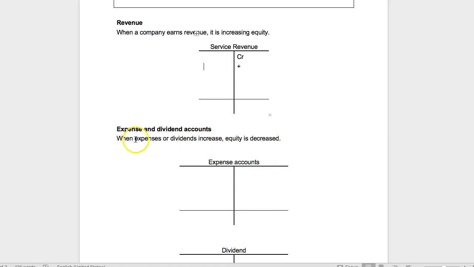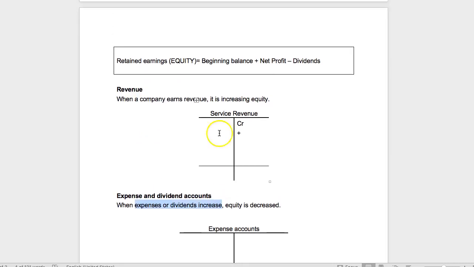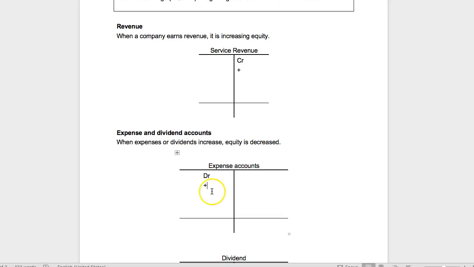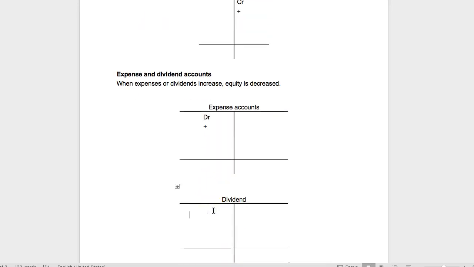Expenses and dividends. When an expense or dividend increases, the expense will decrease profit, which would decrease equity, and dividends will directly decrease equity. So expenses are recorded on the debit side of the T account. Any increase in an expense, when you incur an expense, will always be a debit, or when you pay a dividend, this will also be a debit as well. So we'll put the debit there.